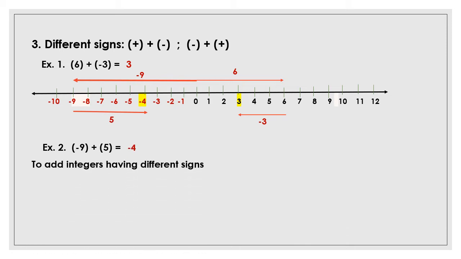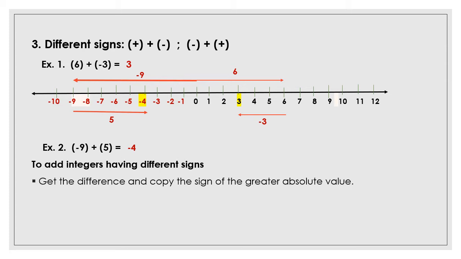Ayan. So, to add integers having different signs, we get the difference o kaya magsusubtract tayo and copy the sign of the greater absolute value. So, dito sa number 1, ang sign ng greater absolute value ay positive. That's why, when we get the difference o kaya nagsubtract tayo nito na 6 minus 3, we get 3. So, sign of the greater absolute value is positive. Dito naman sa negative 9 plus positive 5, we get the difference. So, 9 minus 5 is 4. And then, ang sign ng greater absolute value ay negative. So, the result is negative 4.